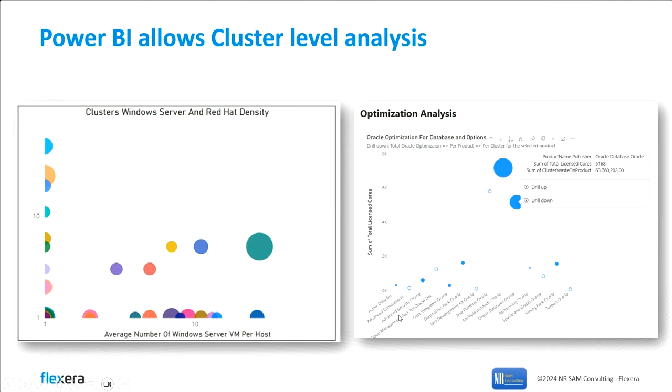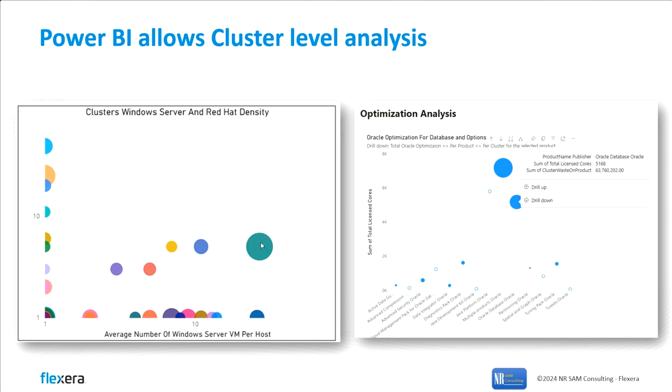And the last thing I wanted to show is something that you can see on Power BI. I have a Power BI solution which is doing cluster level analysis. So here, that's interesting. You see the size of the bubble is the number of cores of the cluster, and the horizontal and vertical axes are about how many VMs you have in Red Hat and Windows Server. And here, this is an issue because this one is a big cluster which has a large number of VMs in Datacenter, in Windows Server, and also quite a large number of VMs in Red Hat. So this is not an optimized cluster.